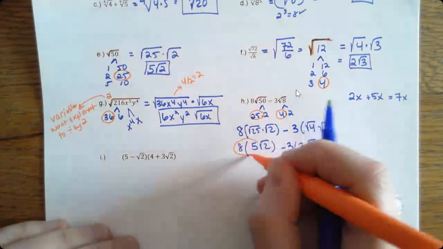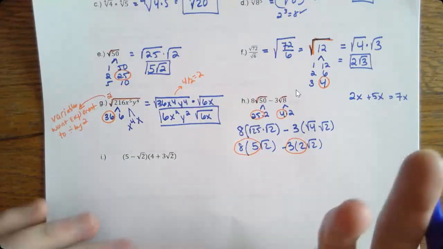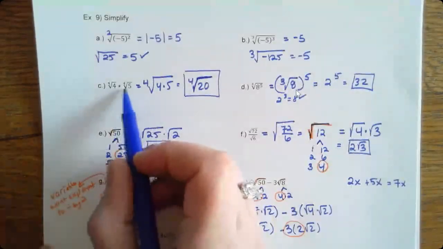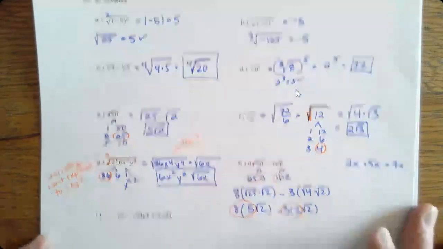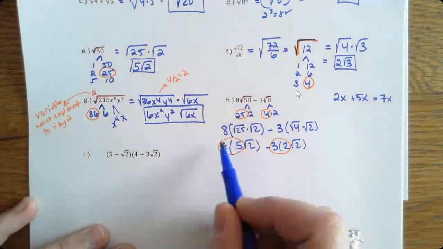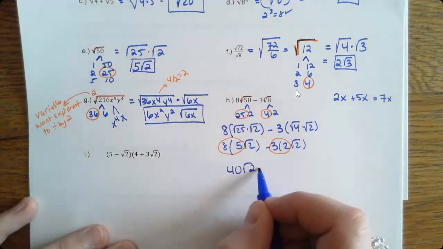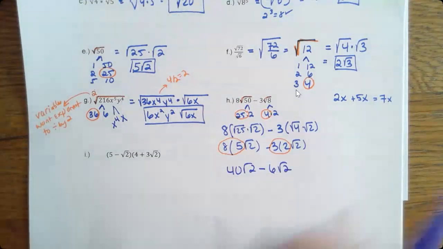When working with roots, things that are on the outside multiply together, things that are under the root multiply together, right? Like up here, we multiplied under the root because they were the same kind of root. Here, we're going to multiply the outside stuff. You don't put the 8 under the root. So I end up with 40 root 2 minus 6 root 2.